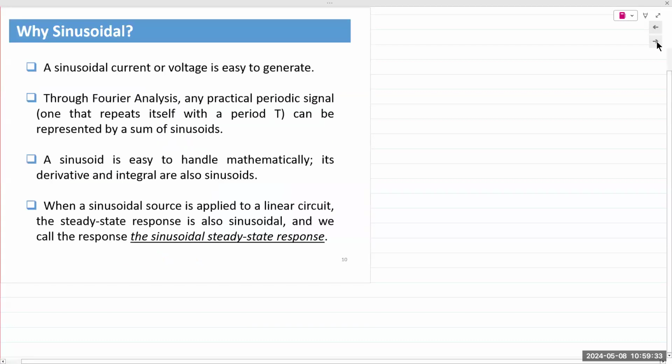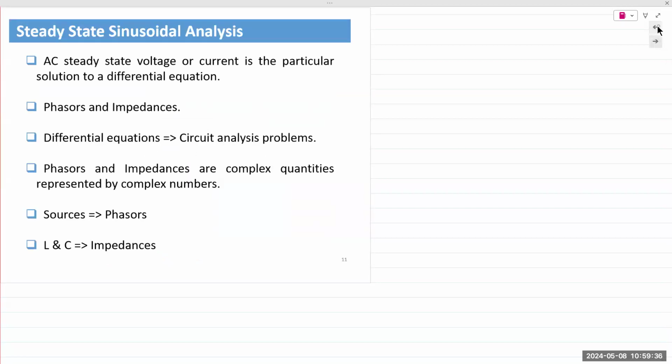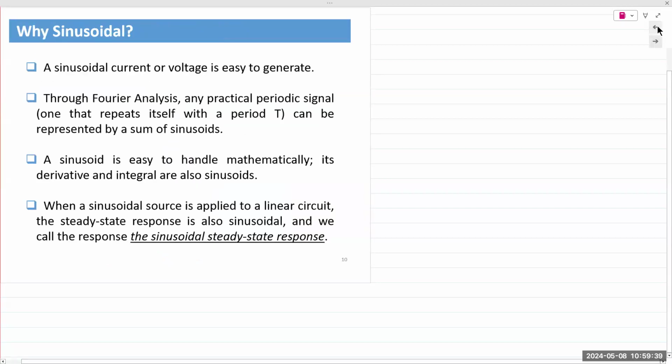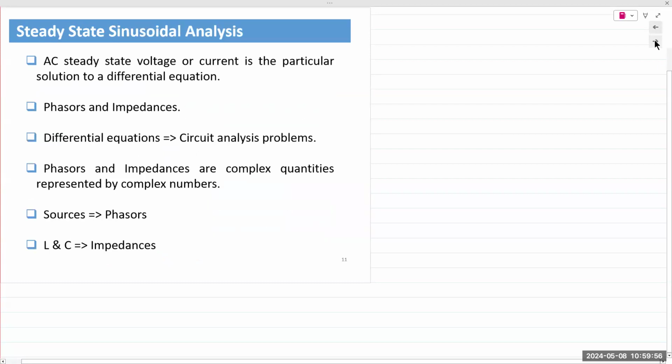Let me introduce this quickly. Sinusoidal voltages are easier to generate. They're easy to handle mathematically. Derivatives and integrals of sinusoids are also sinusoids. Sine x, cos x, sine x, which makes it easier. Differential equations have to be solved, but we don't do that because we are going to use complex numbers to represent our sources and our components. So when we use complex number math, our differential equations are reduced to simple circuit analysis problems.